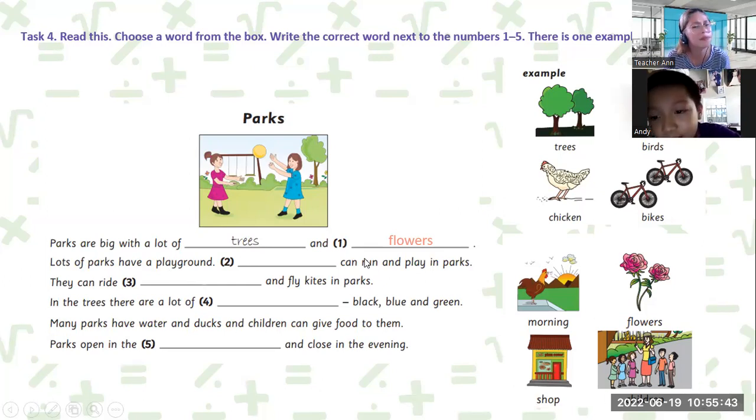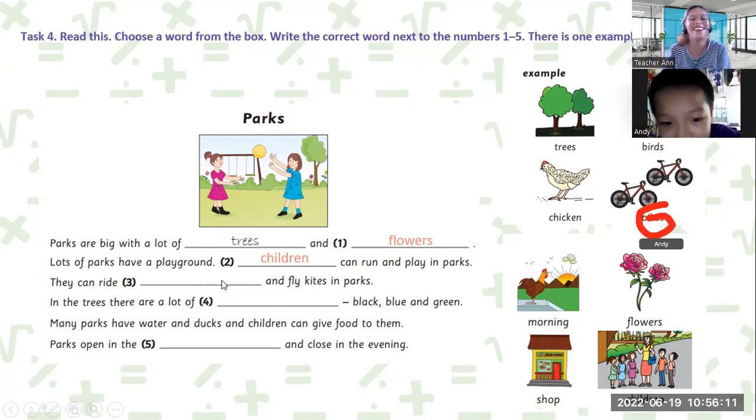Children. Very good. Yes, the children can run and play. Okay, go. They can ride bikes and fly kites in the parks. What is that? They can ride what? Okay, very good. They can ride bikes and fly kites in the parks.